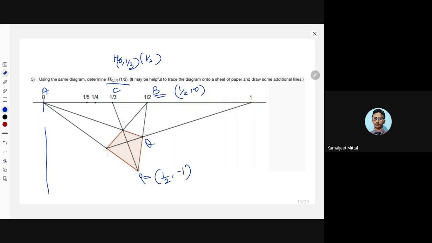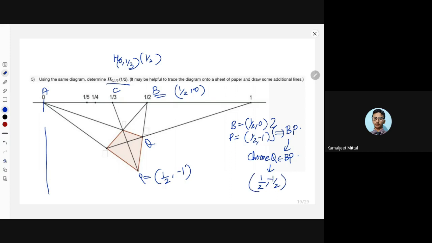And now you know the equation of the line which is BP. You take a point Q which is on this line. Okay, so you have B (1/2, 0), you have Q (1/2, -1). So you know this because of the equation of BP. And now once you know the equation of BP, you choose a point Q on BP. Correct. Now this point will obviously lie on that line. So I take Q to be this point.